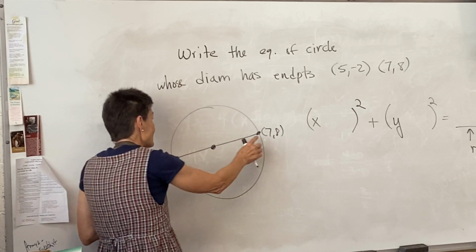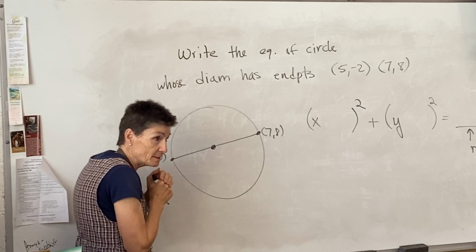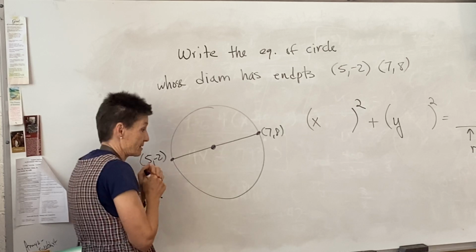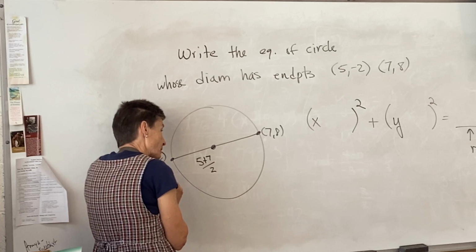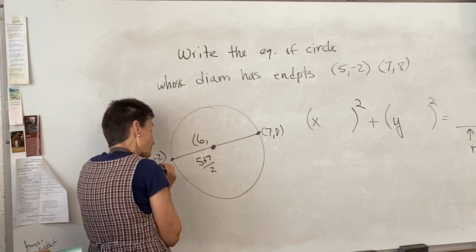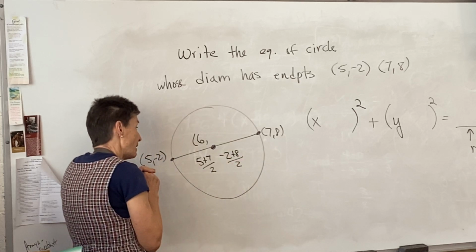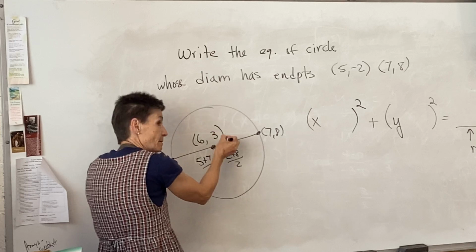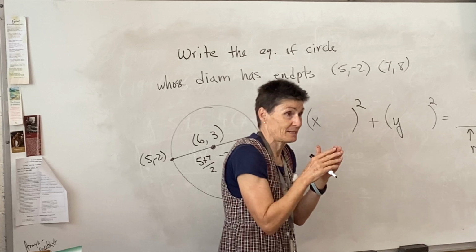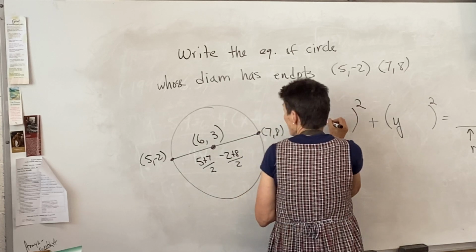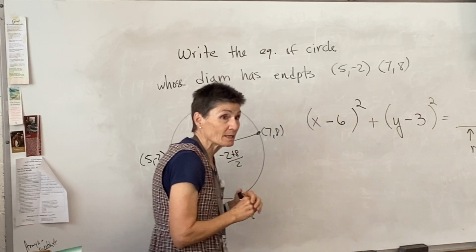So 5 and 7 makes 12. Divided by 2 is 6. To get this point, I'm doing 5 plus 7 divided by 2, so I'm getting 6. And then I'm going to do -2 plus 8 divided by 2, and that's going to give me 3. So when I write it in my equation though, remember it's the opposite. It's going to be x minus 6, y minus 3. Remember that? It's the opposite.